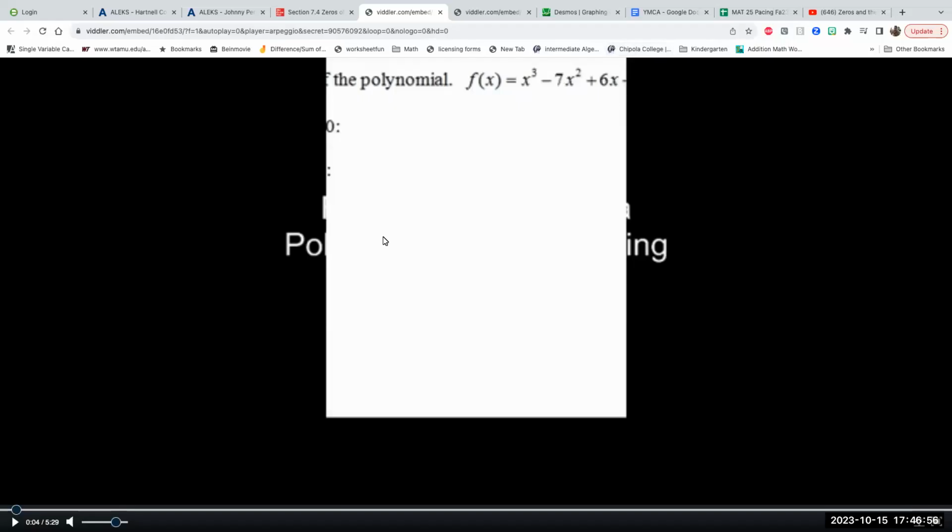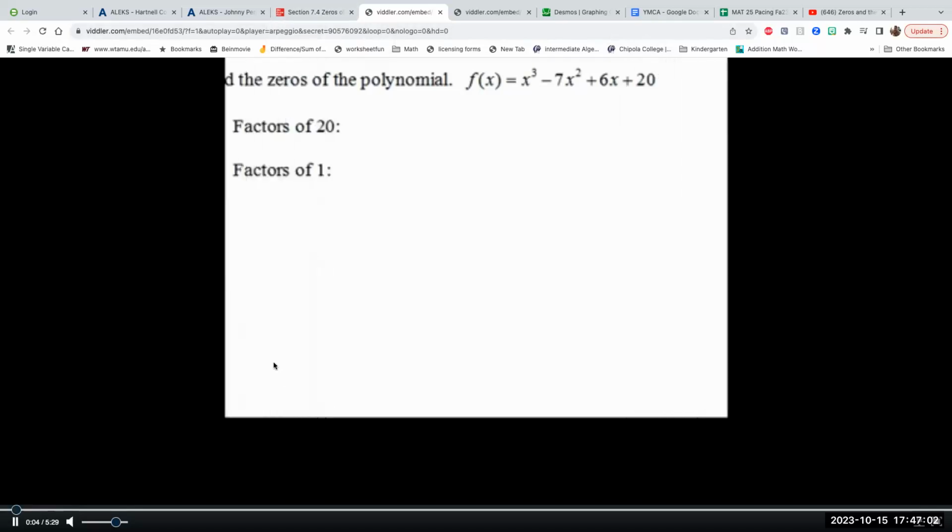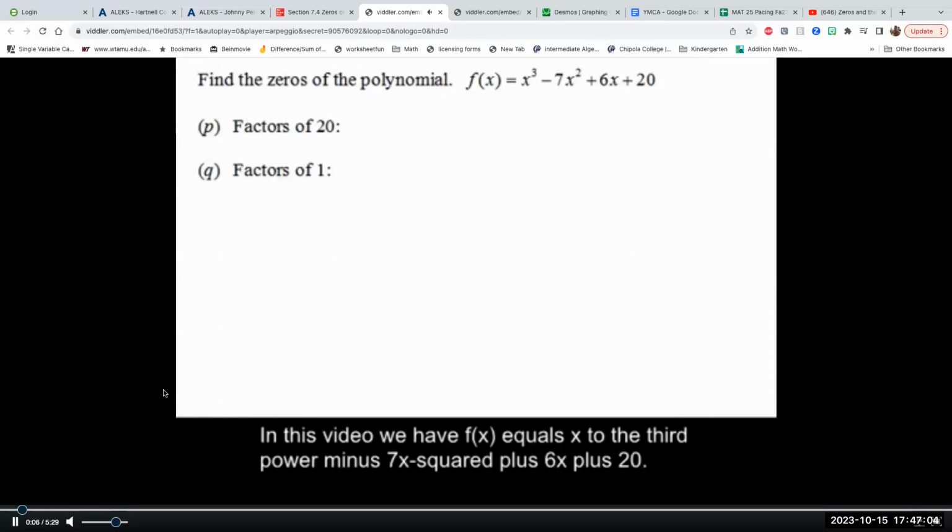All right, athletes, we're in 7.4. We're going to look at zeros of a polynomial. So let's take some notes here. In this video, we have f of x equals x to the third minus 7x squared plus 6x plus 20. All right, so we have this function, and we want to know where does it cross the x-axis.